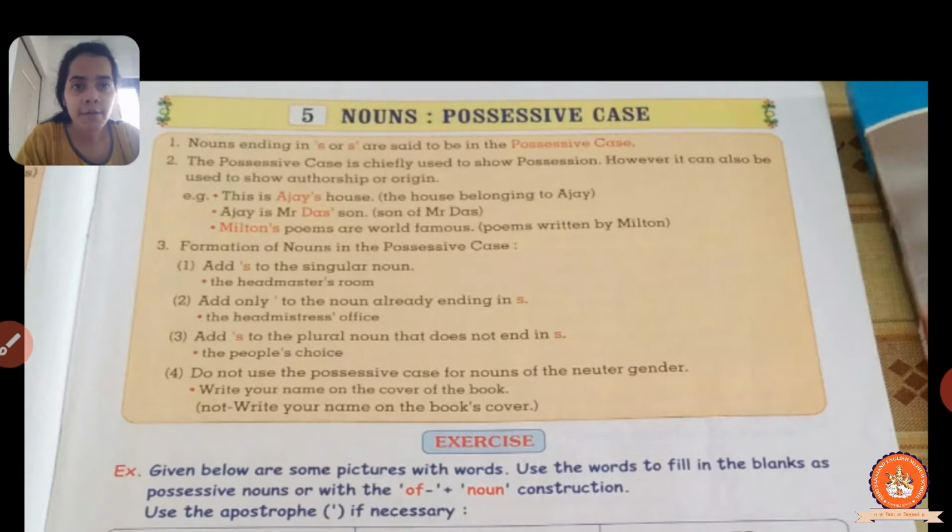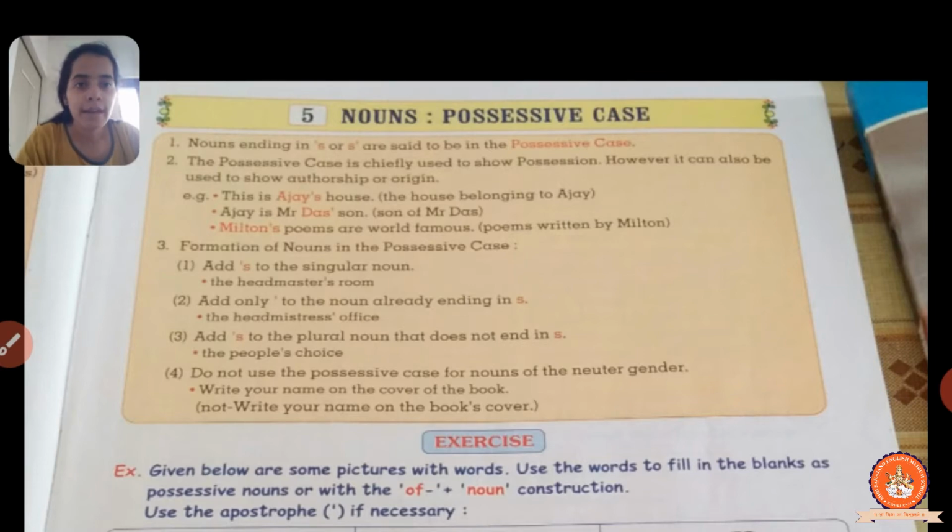So let's see first what is given about nouns. Nouns ending in apostrophe s or s apostrophe are said to be the possessive case. Whichever nouns you find ending with apostrophe s or just s apostrophe, those nouns are said to be the possessive case. Second point, the possessive case is chiefly used to show possession. However, it can also be used to show authorship or origin.